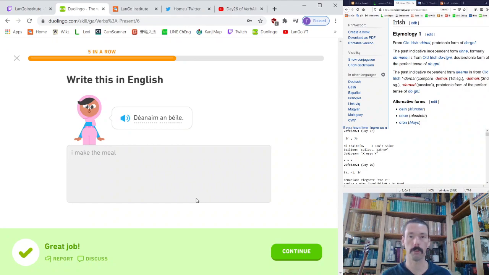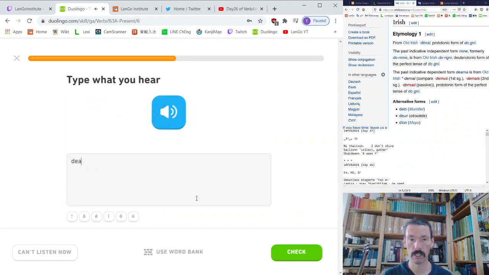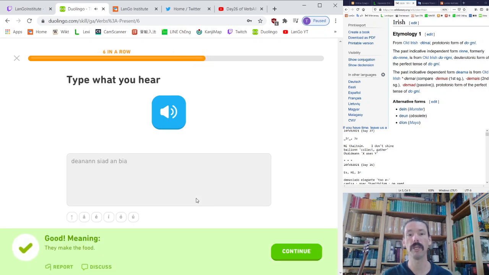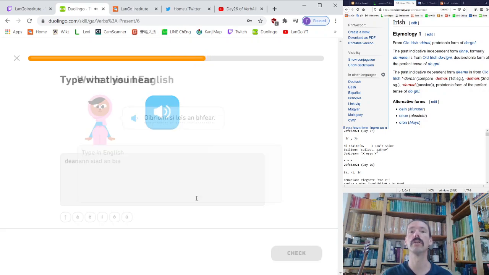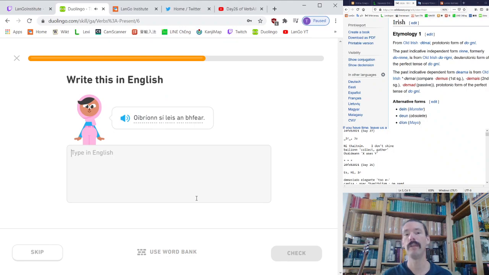Very provisional hypothesis. They make the food. Ibrin sí leis a bhar. So this monstrous looking BHF is just a V sound. It is a mutated form of that F in the word for man. She is the subject. The Irish word sí means she.